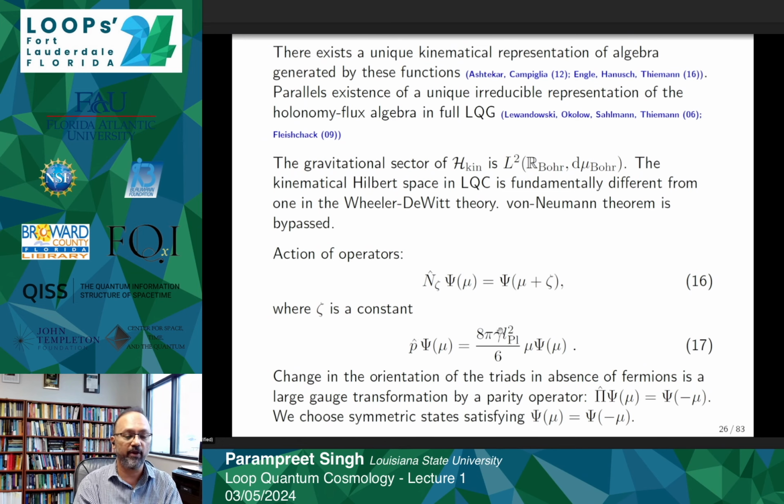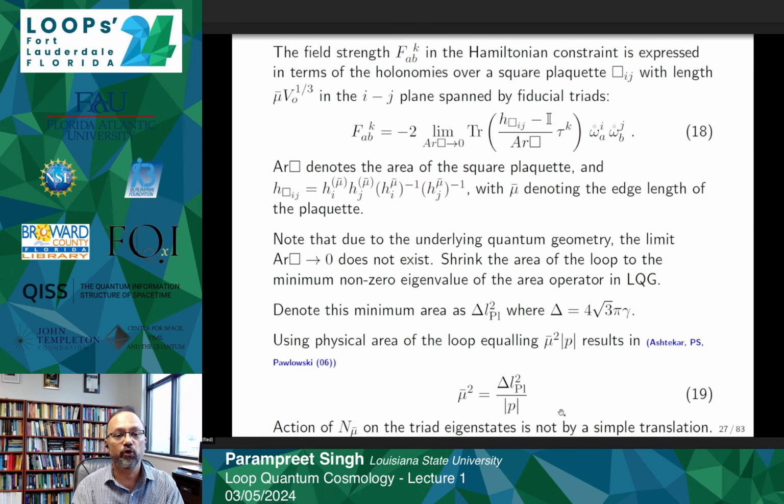Since we don't have fermions in this theory, in the absence of fermions, the change of the orientations will be a large gauge transformation. So we generally take the symmetric state, which satisfies psi(mu) equal to psi(minus mu). Using these holonomies, we can then focus on the Hamiltonian constraint.